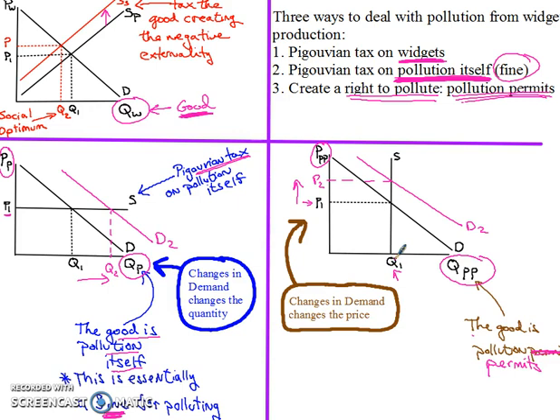So in other words, with this cap-and-trade solution here, the government is controlling the amount of pollution, and they are giving up control over the price. They're giving up control over the price to the marketplace.